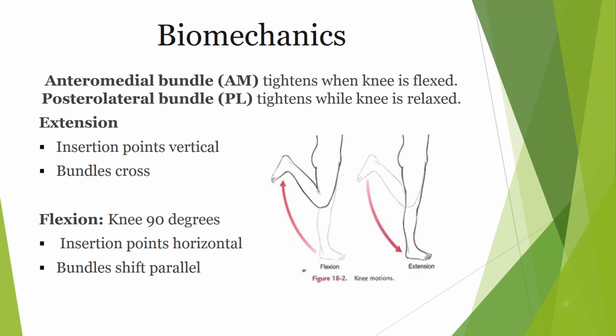Biomechanics of the two bundles are as follows. The anteromedial bundle tightens when the knee is flexed, while the posterolateral bundle tightens while the anteromedial bundle relaxes. The bundle insertion points on the femur relate to each other during flexion and extension. During extension, insertion points are vertical to each other, and when the knee is 90 degrees flexed, insertion points are horizontal to each other. Bundles shift from parallel orientation in extension to cross orientation in flexion.